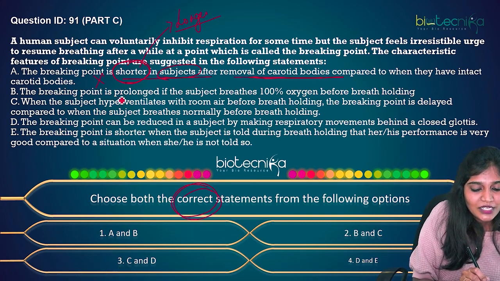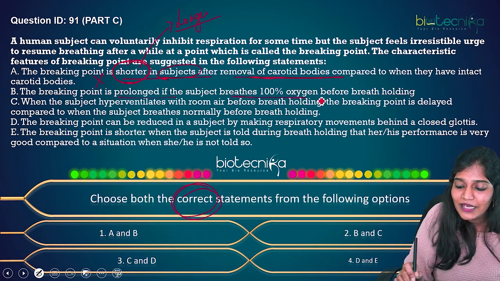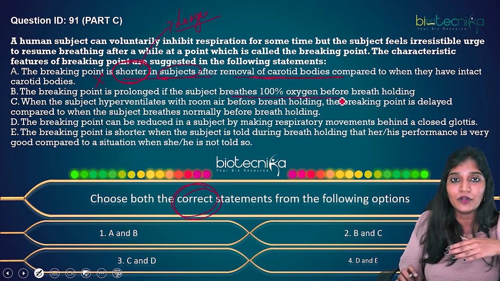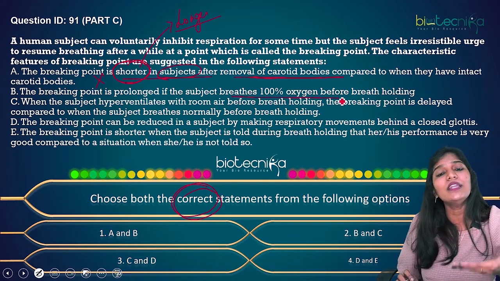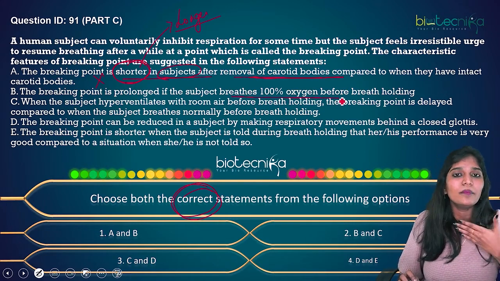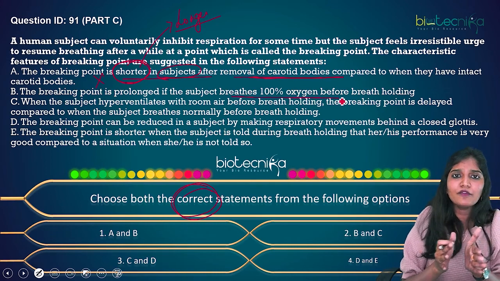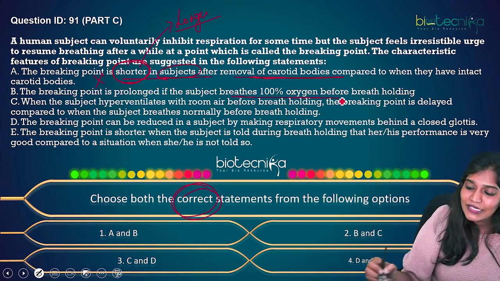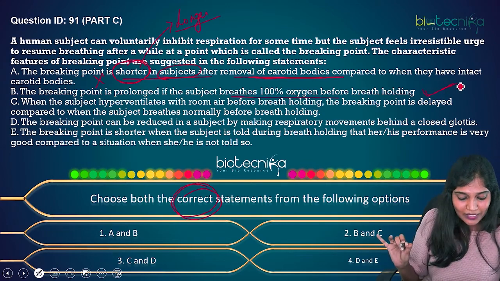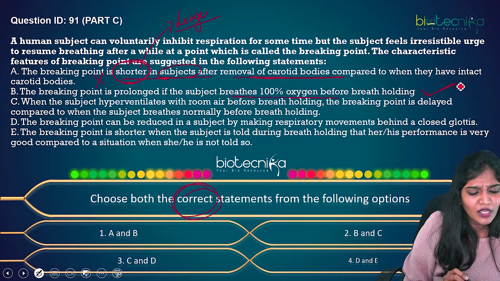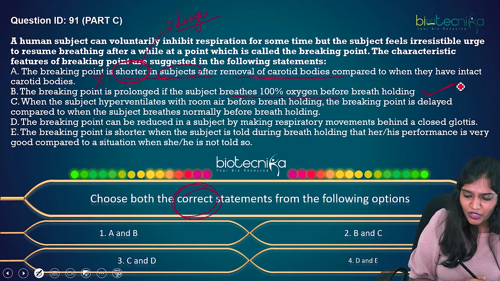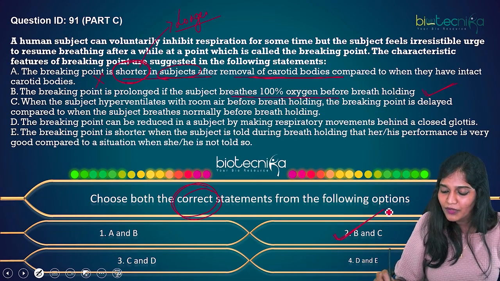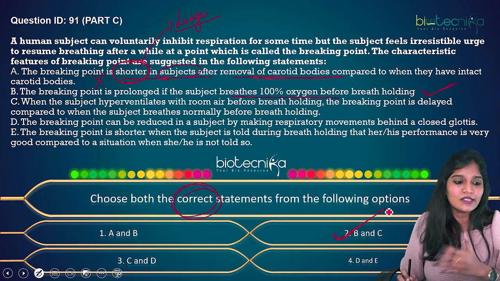The breaking point is prolonged if the subject breathes 100% oxygen before breath holding. I'm trying to hold my breath for some period of time. Before holding my breath, I'm going to inhale some extra 100% oxygen, so I can hold it for some period of time, which means the breaking point is prolonged. So this statement is actually correct, which means B is correct. The only options you're seeing are option 1 and option 2. Already we know A is wrong, so definitely the option is going to be 2 only. If we go for rejection, this is going to be the answer.